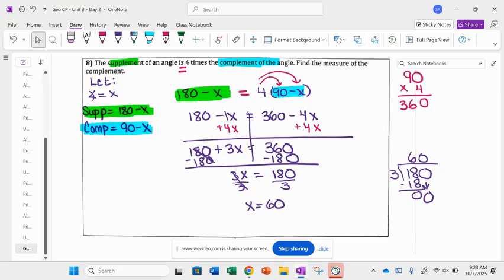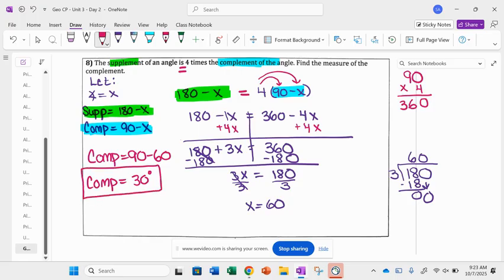Well, I now know what x is. So can I find the complement? Yes. So the complement is going to be 90 minus 60. So the complement is 30 degrees. If it just said to find the angle, then we just leave it at 60. Yep, exactly. If I said find the angle, then you're done at x.